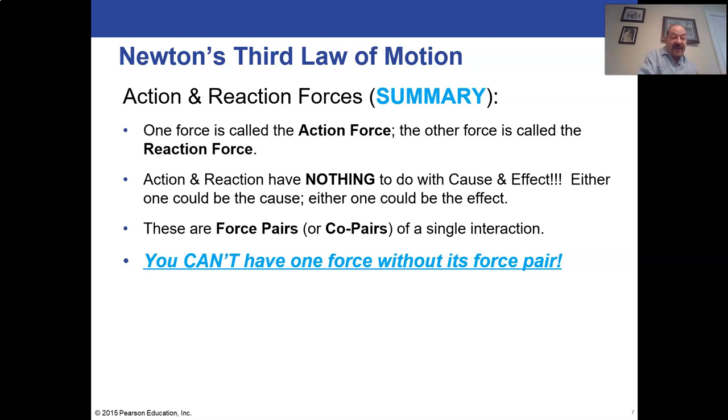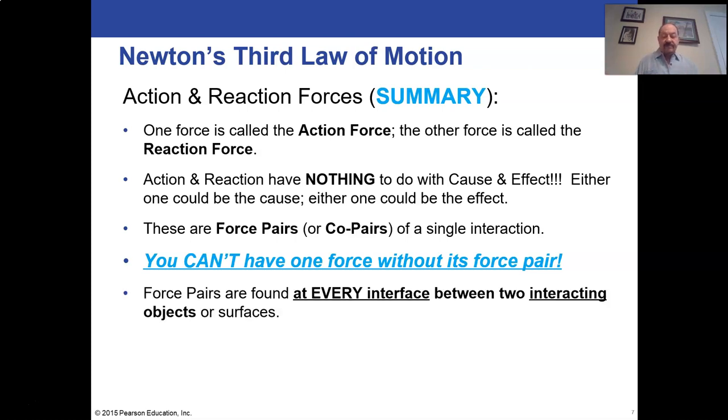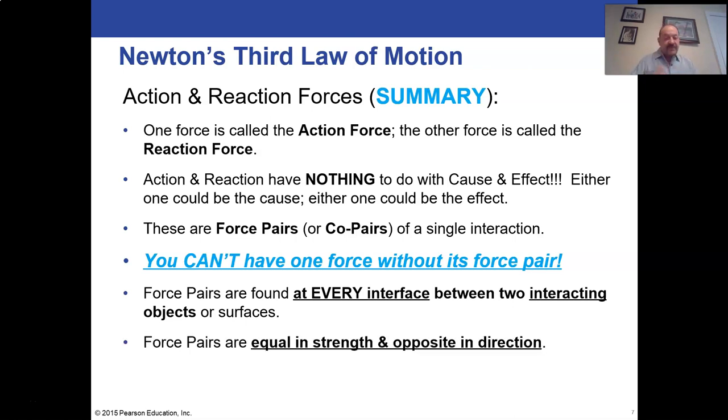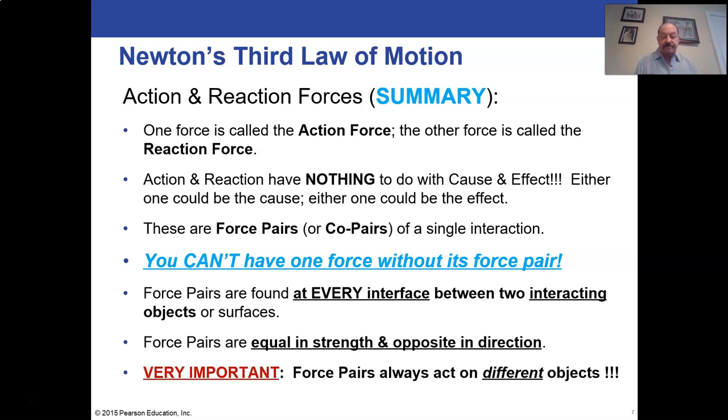on other things. But you always have to keep in mind every single force everywhere in the universe comes in pairs. So the pairs are found at every interface between two interacting objects or surfaces. A hand hitting a wall, a ball hitting a baseball bat, an atom hitting another atom. All of these things are interactions that involve force pairs. Whatever's hitting the other, they're both putting the same amount of force on the other, but it's just in opposite directions. They're equal strength, equal magnitude.